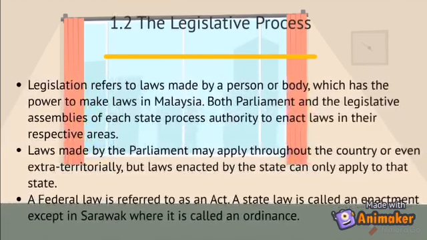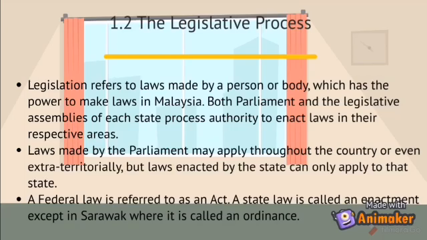1.2 is about the legislative process. Legislation refers to laws made by a person or body which has the power to make laws in Malaysia. Both Parliament and the legislative assemblies of each state possess authority to enact laws in their respective areas. Laws made by Parliament may apply throughout the country or even extraterritorially, but laws enacted by a state can only apply to that state.